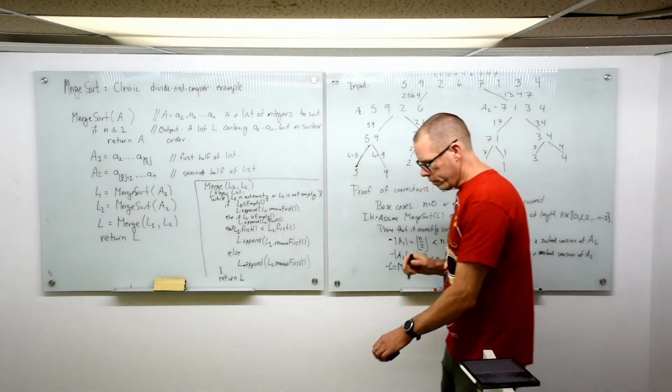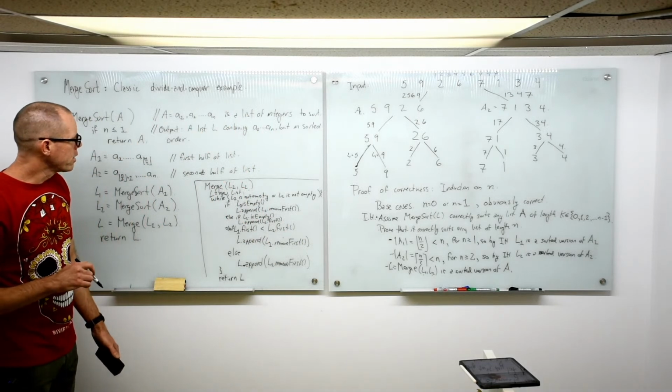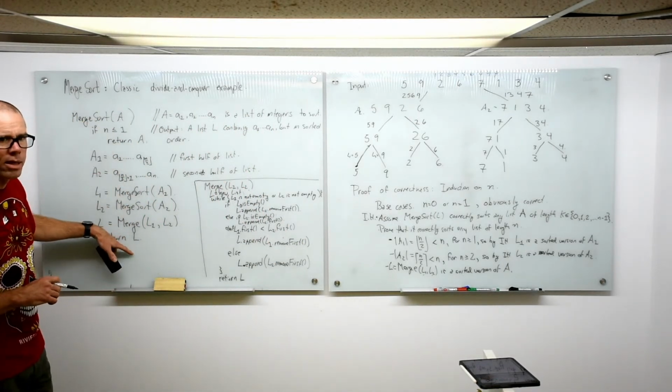Okay. So, but I'm not so interested actually in inductive proof of correctness. What I'm interested in is the running time of this thing. So how fast is this algorithm?